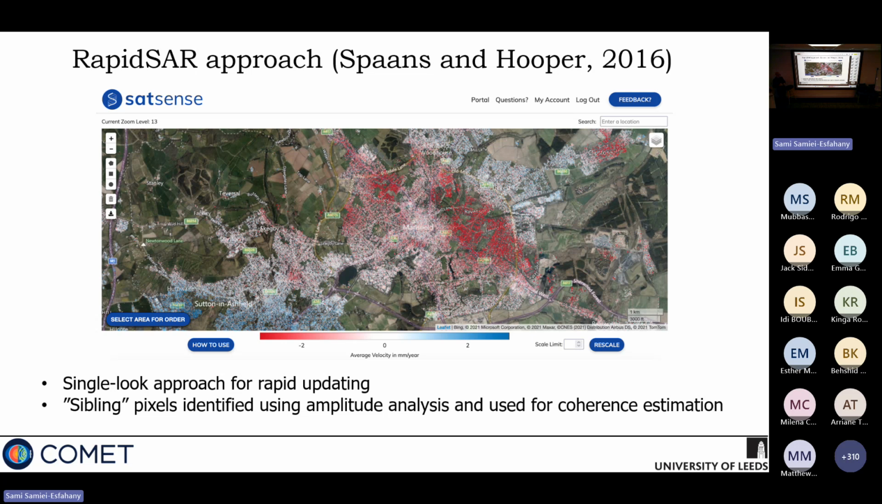The RapidSAR approach, just to mention that briefly. This is also basically a small baseline approach, but it uses a different approach to identifying coherence. It estimates coherence for every pixel in every image by identifying sibling pixels for the coherence analysis. So rather than this kind of boxcar coherence analysis that Tim probably talked about, you could be a bit smarter about how you estimate coherence by using similar type pixels around.